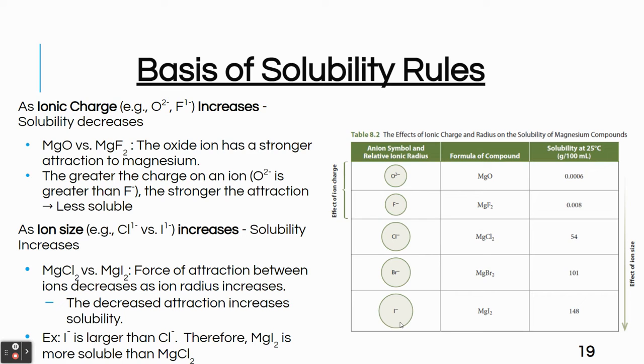Whereas if it's a smaller tree, you can hang on to it more tightly. So magnesium can hang on to the smaller radius of the fluorine, because the nucleus is closer, but not very well to the large radius of the iodine. So when you have a larger ion radius or size, you get a larger solubility because it's harder for the ions to hang on to each other.